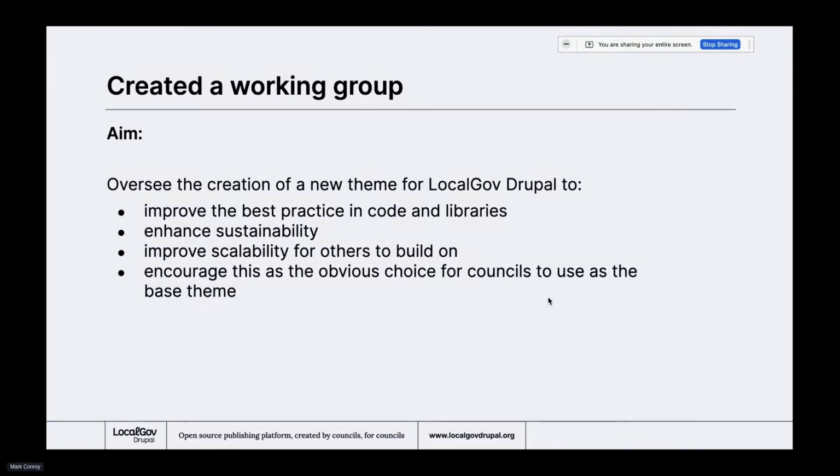What we wanted to do was improve the best practice in our code and libraries. That would mean following Drupal best practices for writing our templates, for how our libraries were structured, and for what dependencies we would have, if any. We wanted to make sure this would enhance the sustainability of the project, so that other councils wouldn't come on board and say, we like LocalGov Drupal, but the theming system is too opinionated towards one particular framework or design system, and then end up going off and writing their own front end. We want to make sure that wouldn't happen.